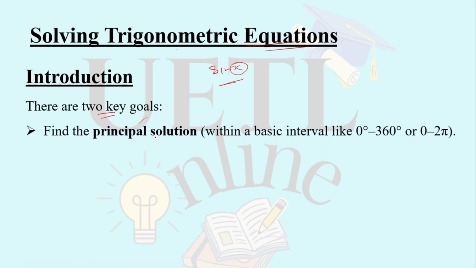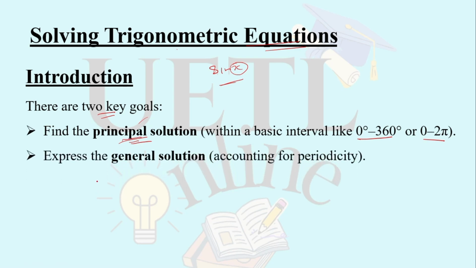The first thing is you're going to find the principal solution. Given an equation, we're going to use an interval from 0 to 360 degrees, or 0 to 2 pi. This is called the principal solution, and you're going to learn how to find it. Then you're going to express the general solution. We're going to find the degrees which are beyond this by the general solution, accounting for periodicity and seeing how many solutions we get.